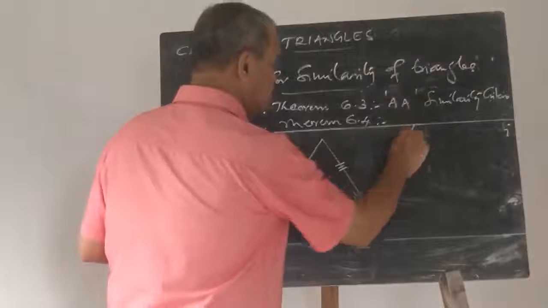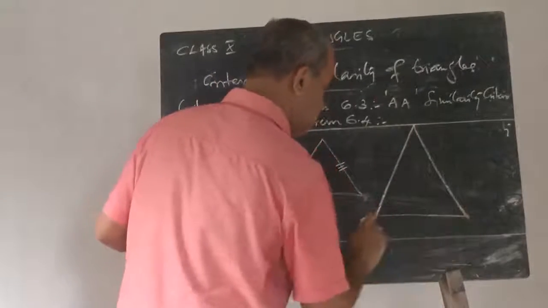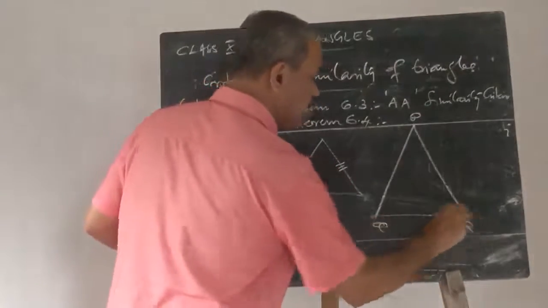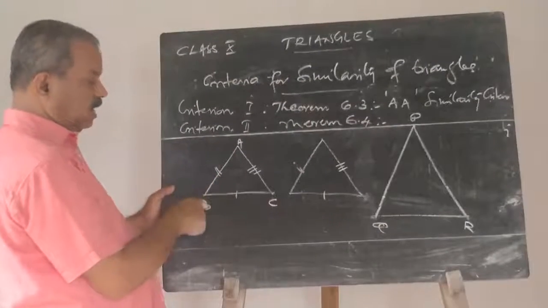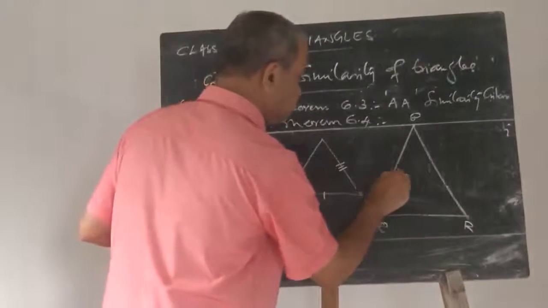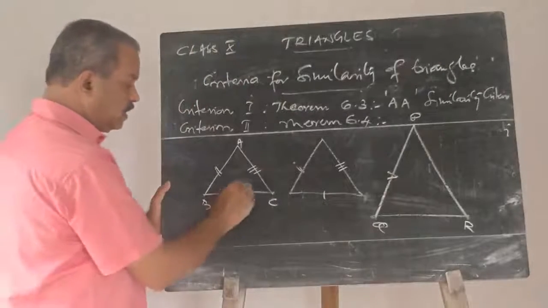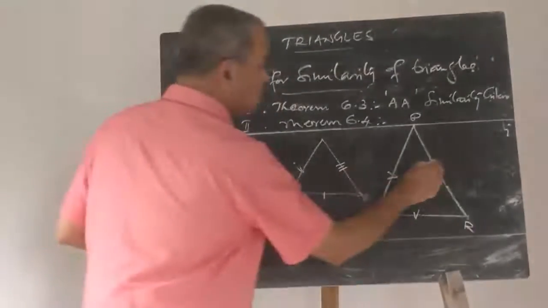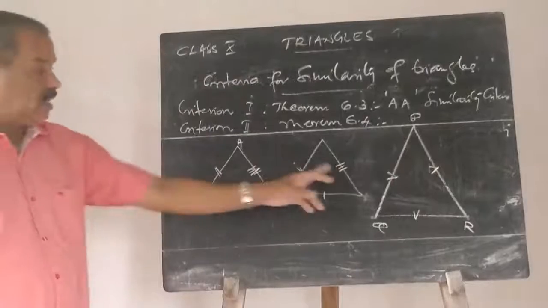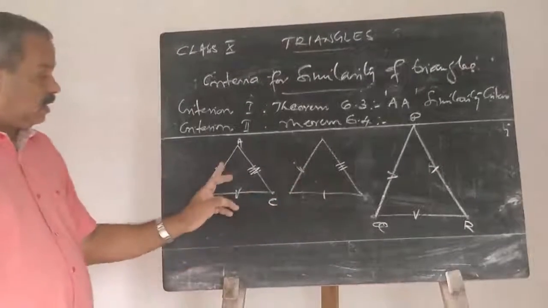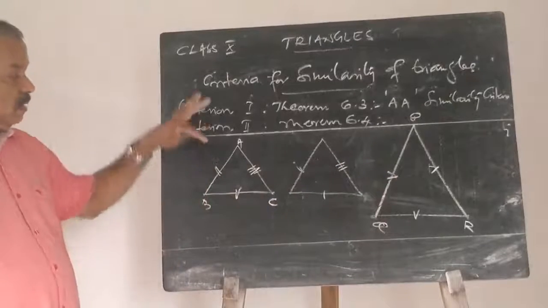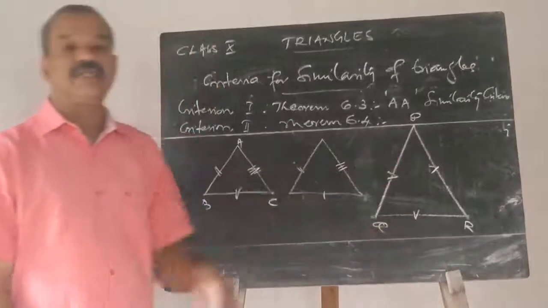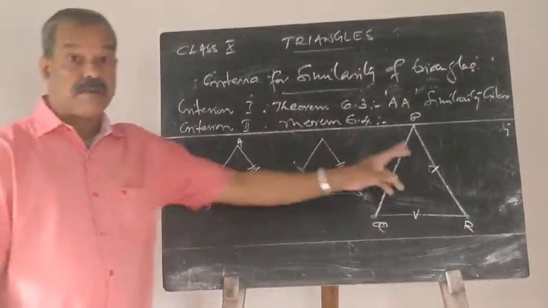Now let us consider a triangle ABC and a triangle PQR of different size, in which side AB is proportional to side PQ, BC is proportional to QR, and AC is proportional to PR. Not equal. In the earlier case, the sides are equal, but in this case, three sides of ABC are proportional to the corresponding three sides of PQR. Sides are proportional, not equal.